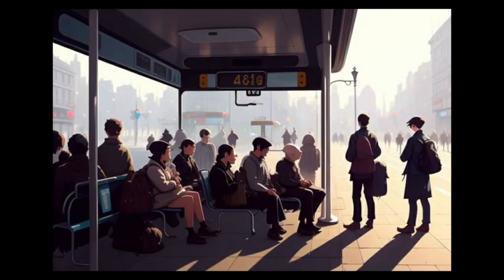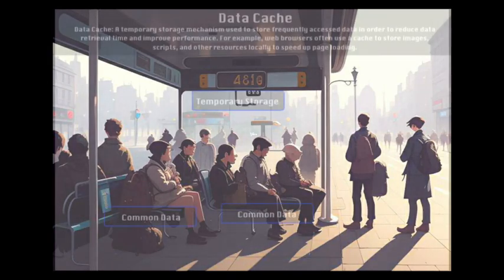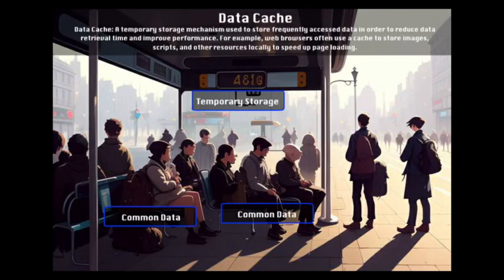Data cache: a temporary storage mechanism used to store frequently accessed data in order to reduce data retrieval time and improve performance. For example, web browsers often use a cache to store images, scripts, and other resources locally to speed up page loading.